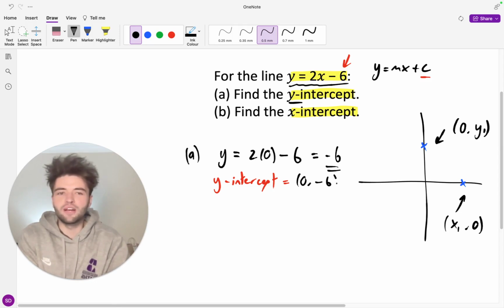It is important to write the full point rather than just the y value, to make sure you get all your marks. And that's going to be it for part A.